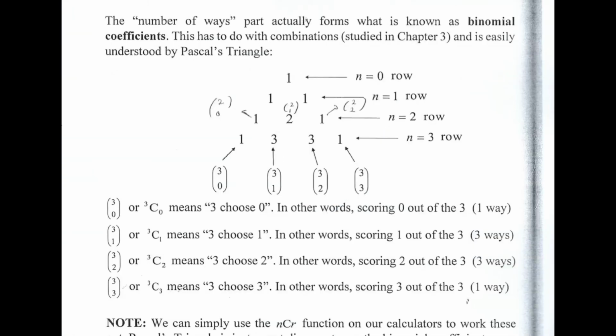Okay, so the number of ways is what we need to look at, okay? Because like I've just said to you now, in the tree diagram, we could easily see the number of ways, but if we're not drawing a tree diagram, we need some other method. Okay, so let's look at Pascal's triangle.